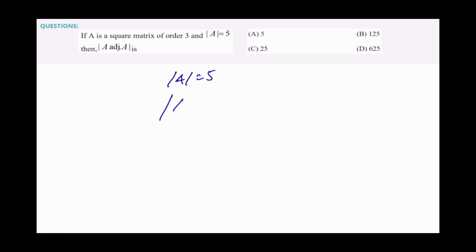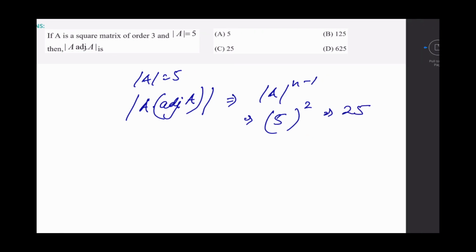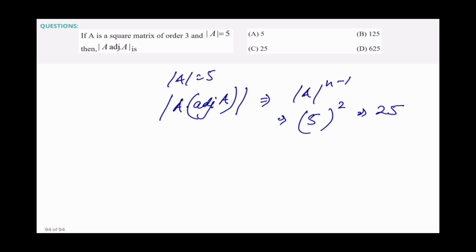Det A is equal to 5. Now they have given a very simple formula. What is the determinant of A into adjoint of A? This formula I already gave to you all. What is the formula? Det of A to the power n minus 1. So what is det of A? 5 power 2, so that is equal to 25. Correct. That's it.